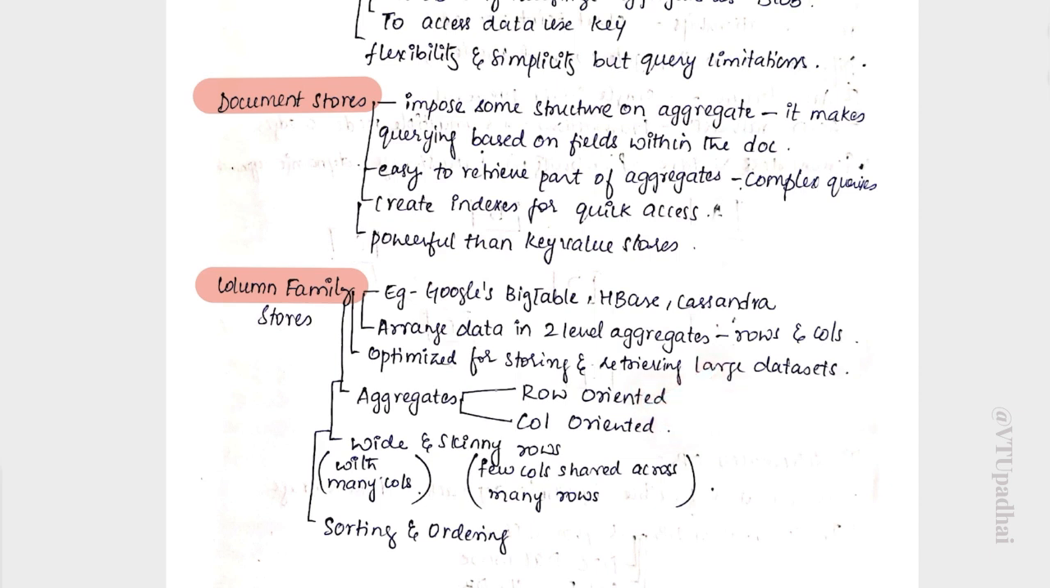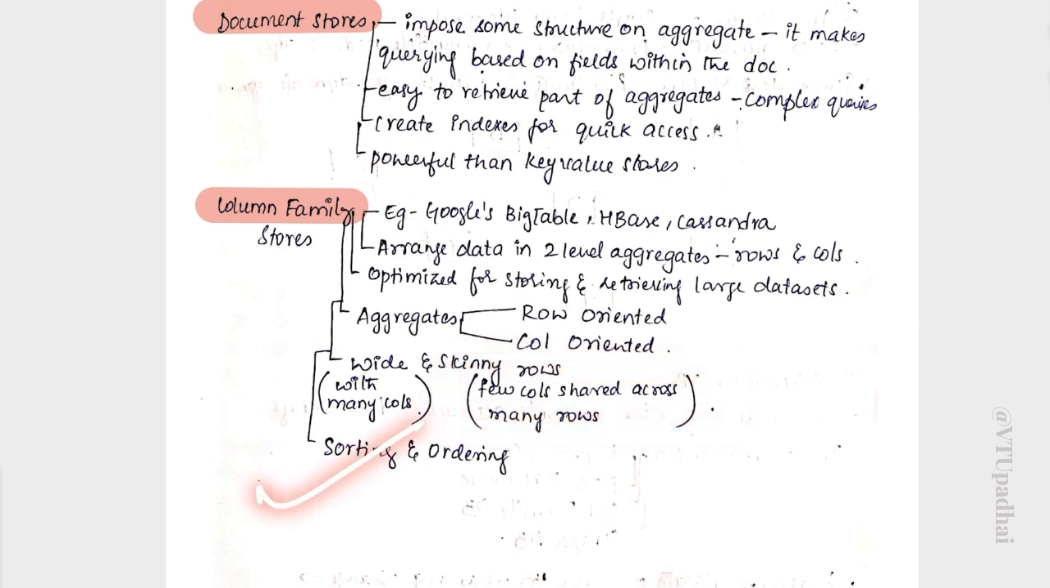Next we have wide and skinny rows. Wide rows means it will have many columns, and skinny rows means it will have few columns which are shared across multiple rows. Next we have sorting and ordering.